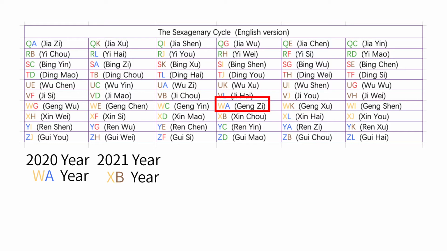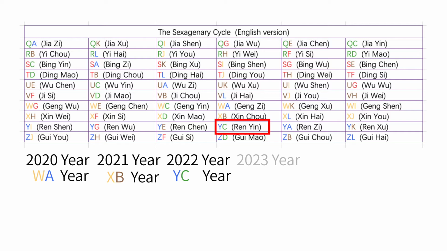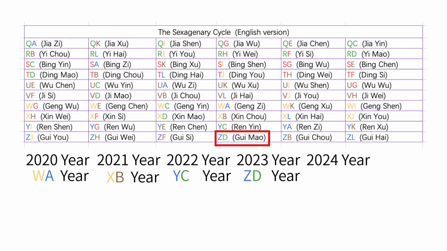What is its name in 2022? I will give you 5 seconds to think about it. I think you must be correct. 2022 is the year of Renyin, referred to as the year of YC. 2023 is the year of Guimao, referred to as ZD year. What is its name in 2024? I give you 5 seconds to think.